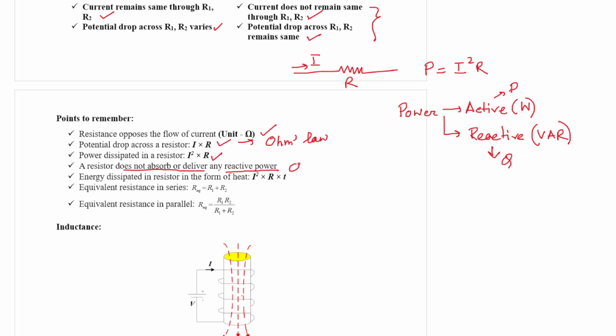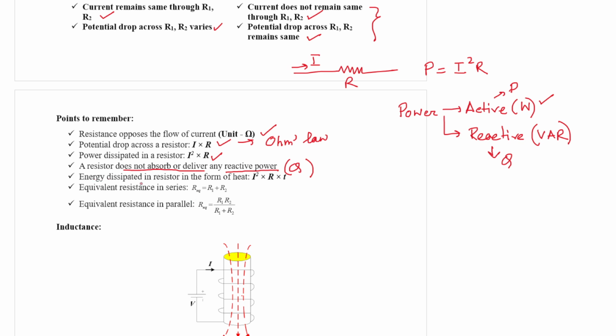Now, a resistance does not deliver or absorb reactive power. Let us explain the reason for this later on. Please consider this statement: a resistor does not absorb or deliver any reactive power. A resistance has no relation to reactive power. It only dissipates active power. It has no role in the reactive power of the electrical system.